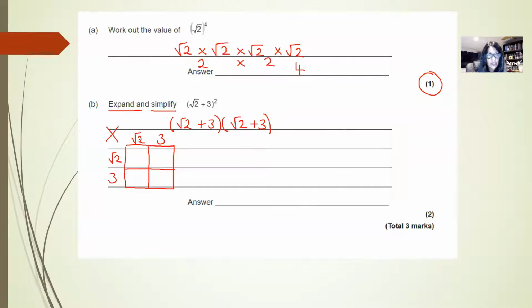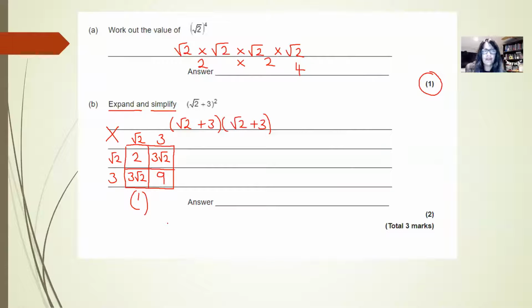So root 2 times root 2. Root 2 times root 2 is just 2. Bottom bracket here, 3 times 3 is 9. Okay, here we've got 3 lots of root 2, so it's just 3 root 2. And here we've got another 3 lots of root 2, so it's 3 root 2. So that's our expanding bit for 1 mark. So you get 1 mark for that.